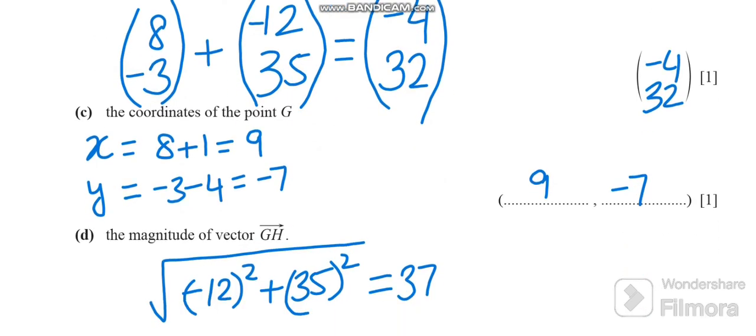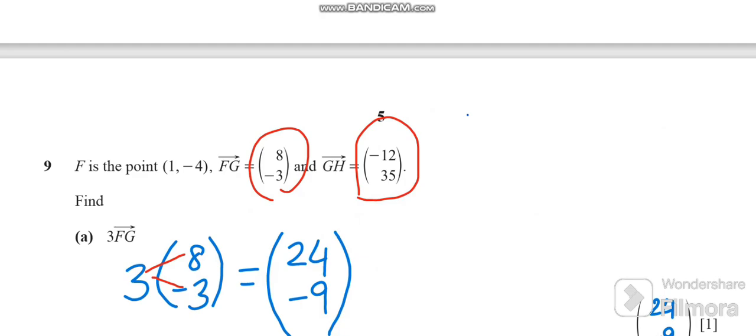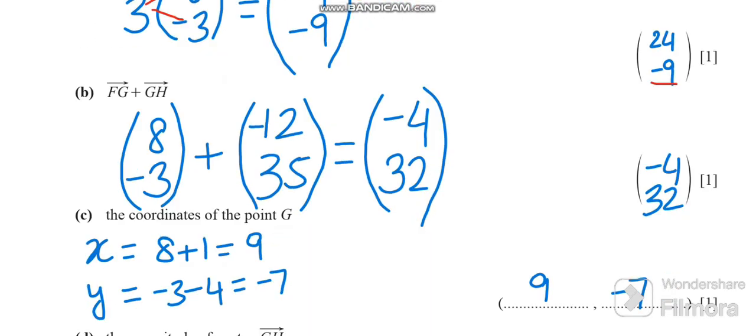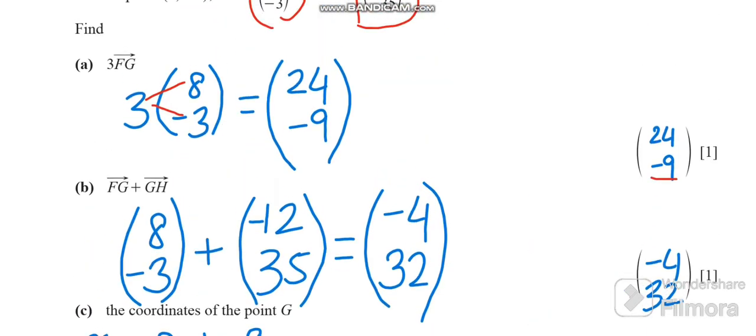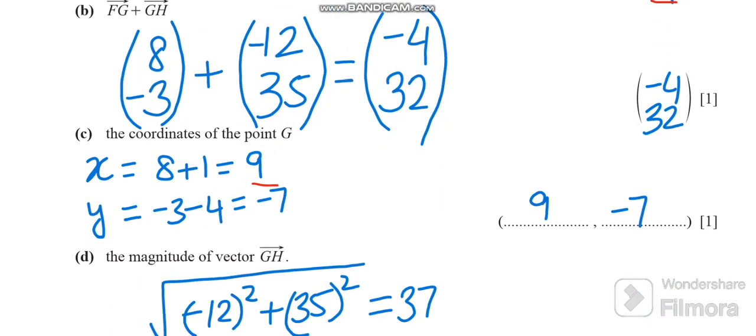Part C states: the coordinates of point G. So over here we have from F to G is 8 over minus 3. So what we will do is we will add 8 to the x point, that is 1. So 8 plus 1 is 9 and then we will add minus 3 to minus 4, that will be minus 7. So the x point is 9 and the y point is minus 7. So (9, -7) is the coordinates for the point G.